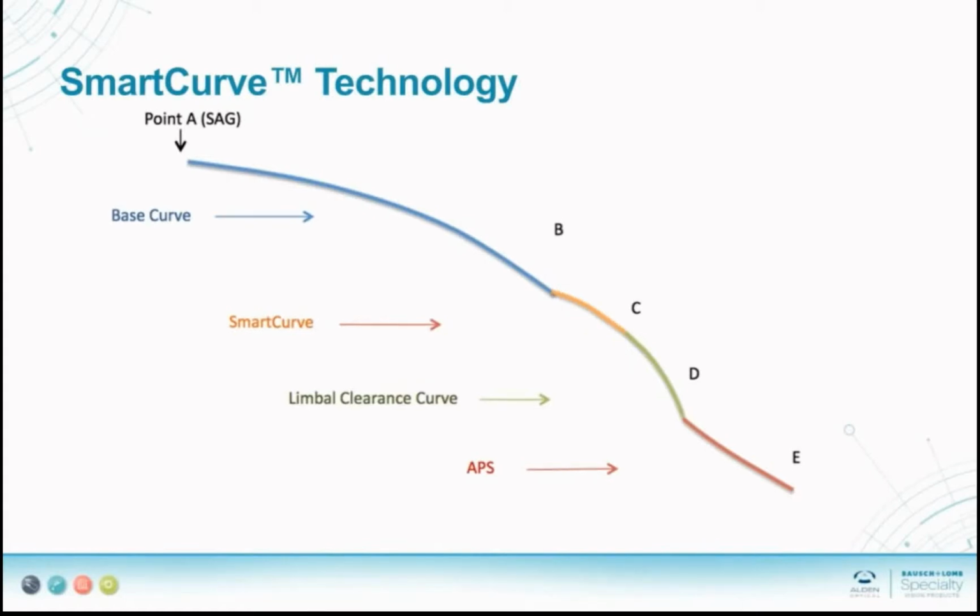With Zen Lens, the Smart Curve technology will do the compensation for you. In this example, it maintains the central sagittal height while making the appropriate change in the limbal clearance curve. The reverse is true as well. If the sagittal height needs a modification but you are satisfied with the limbal clearance, the Smart Curve will maintain your limbal clearance while allowing the central sagittal height to be changed.